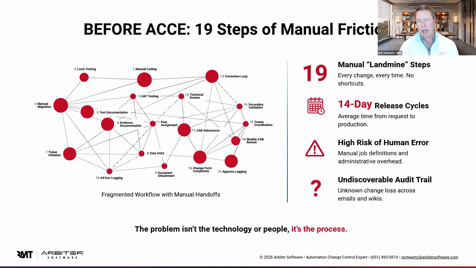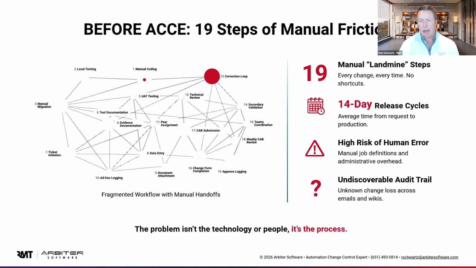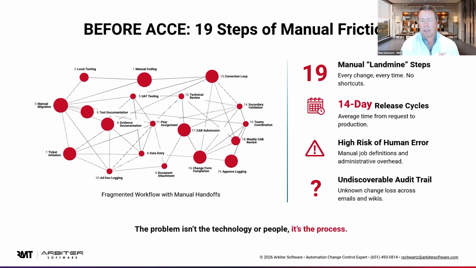That also had a high risk of human error. Because of those 19 steps, the chances of there being a potential issue with a fat finger or forgetting something, or whatever it may be, really caused a lot of friction in the environment, because there were changes that would go into production and have an issue and so forth.